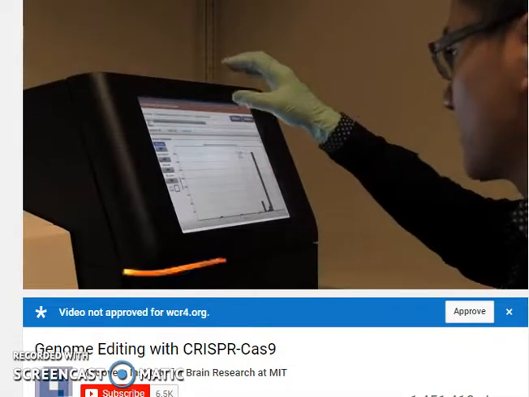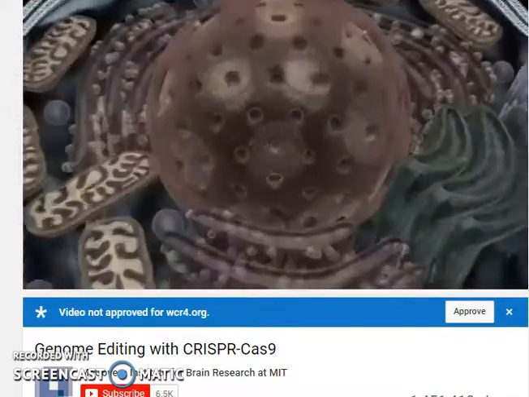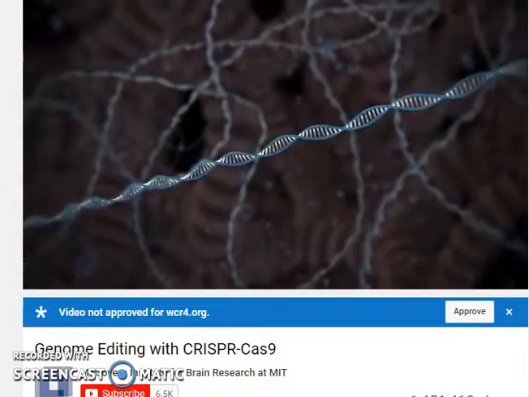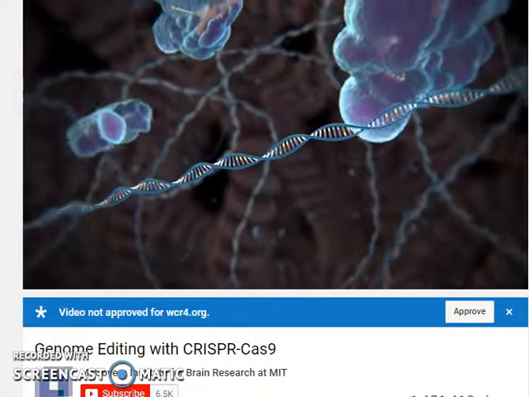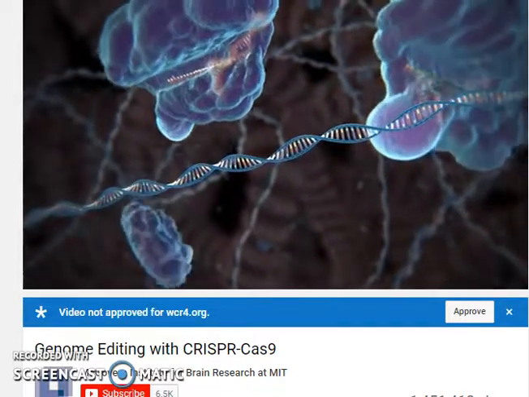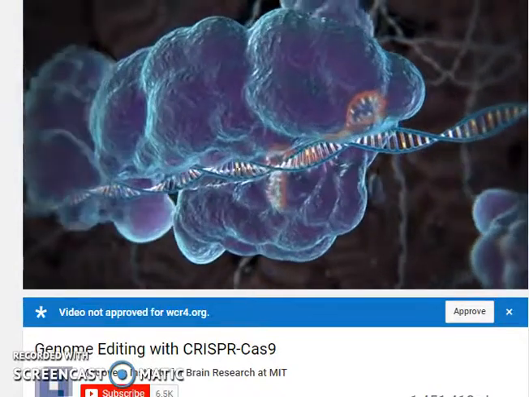To understand how genes work, researchers need ways to control them. Changing genes in living cells is not easy, but recently a new method has been developed that promises to dramatically improve our ability to edit the DNA of any species, including humans.